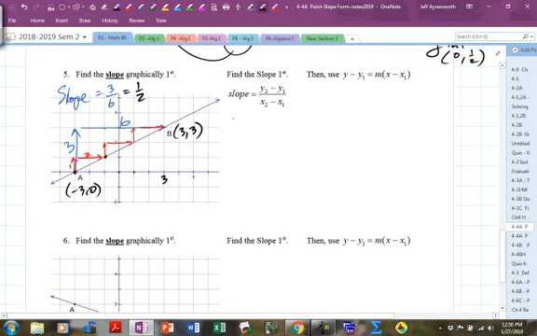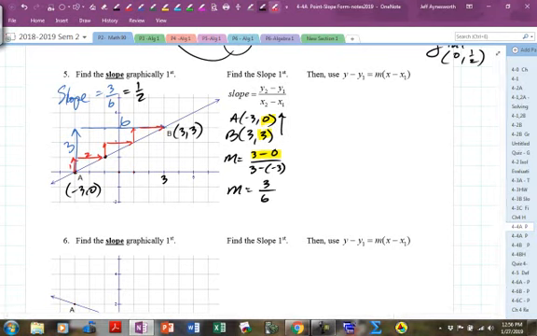Algebraically, let's do it. So A is negative 3 comma 0, B is 3 comma 3, subtract up. So 3 minus 0, starting with your y values, always. And then divided by your x values, 3 minus a negative 3. And you get the slope of 3 divided by 6, because there's a double negative down below. 3 plus 3 is 6. And that means you get a slope of 1/2. You got to simplify your slope.